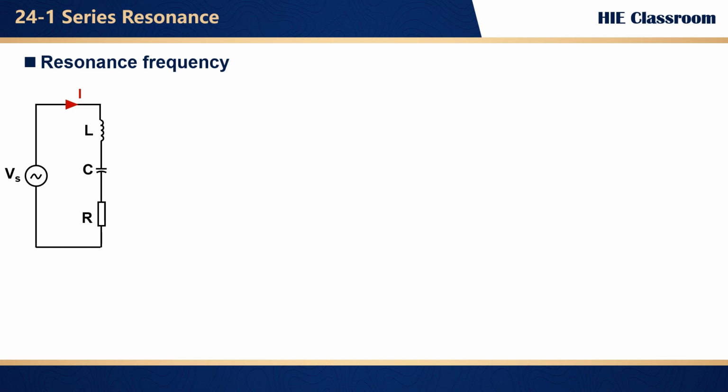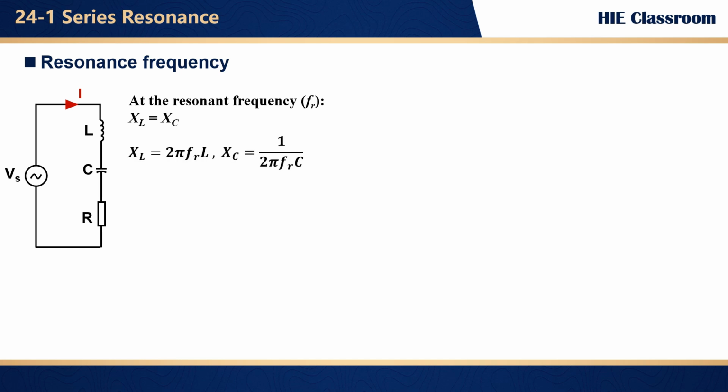Okay, let's talk about how we figure out the resonance frequency in a series LCR circuit. It's simpler than it looks. Resonance happens when the inductive reactance XL equals the capacitive reactance XC. XL is 2 pi times frequency times L, and XC is 1 divided by 2 pi times Fr times C. So we set them equal to each other.